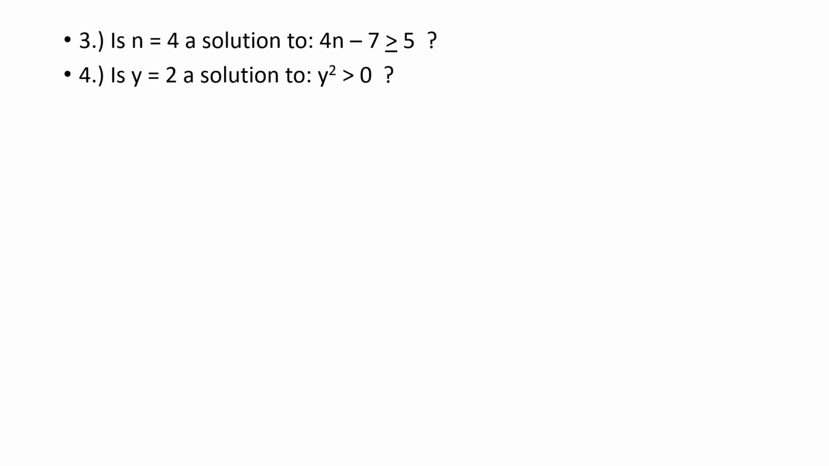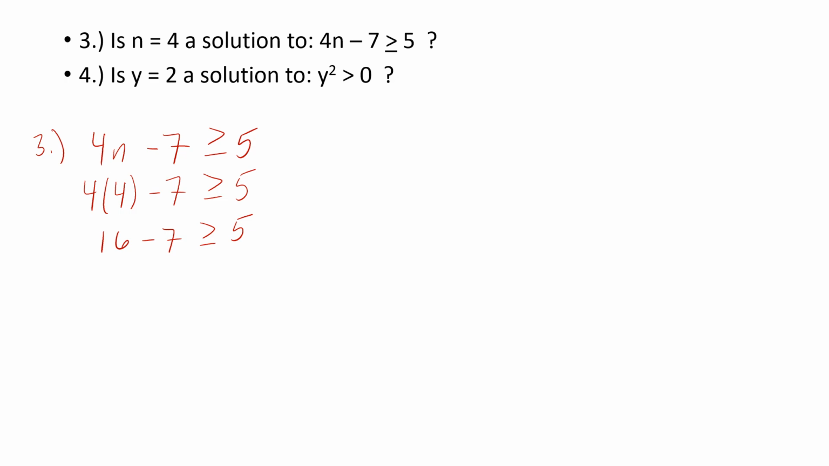The next two are inequalities. But the same principle holds, which is why it's so important to know what we mean when we say a solution. So we have 4n minus 7 is greater than or equal to 5. We're going to go ahead and plug in that 4 for the n and use our order of operations. So 4 times 4 is 16.